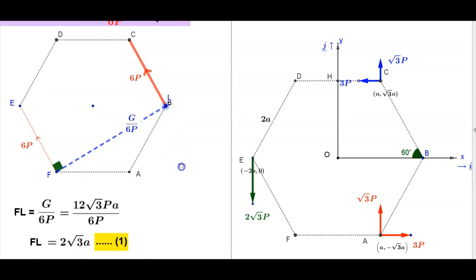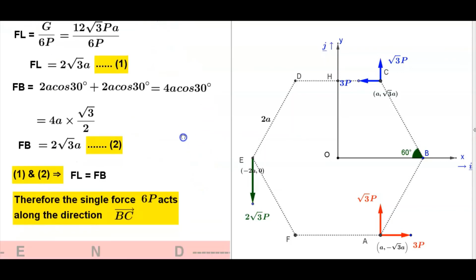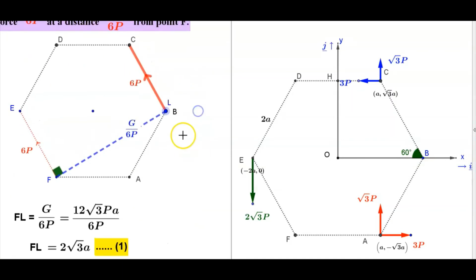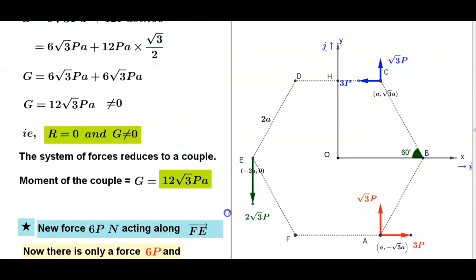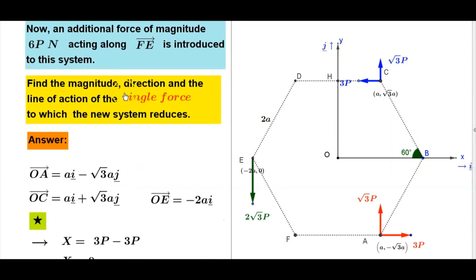Therefore, this 6P Newton is acting along BC. 6P Newton, the single force acting along BC. This is the line of action BC. Therefore, the single force 6P acts along the direction BC. Magnitude 6P, line of action BC, and the direction B to C. The question: find the magnitude 6P, direction B to C, and line of action BC.